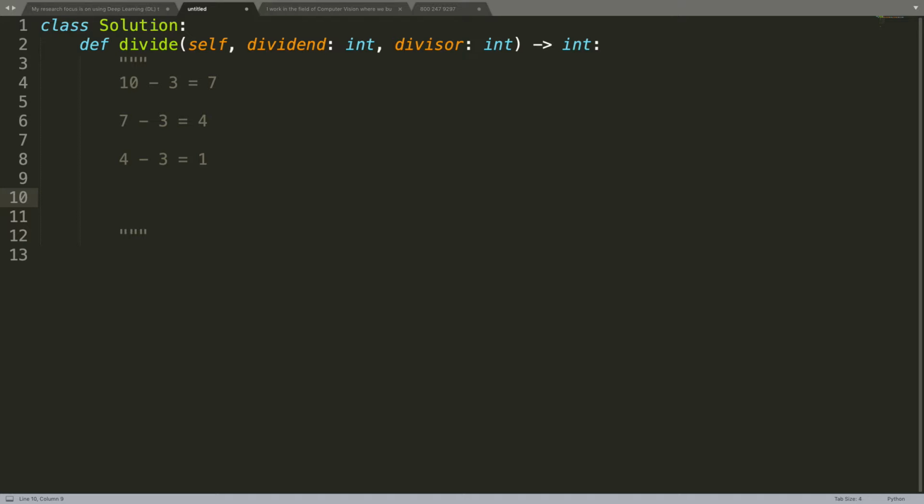So I will need to do an if statement after I do a subtraction. Okay. And I need a counter for the number of times that I do the subtraction, which will be my answer. So let's implement that.